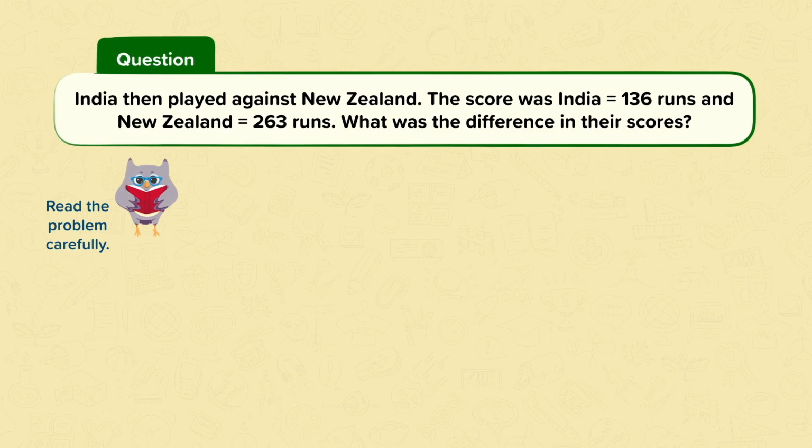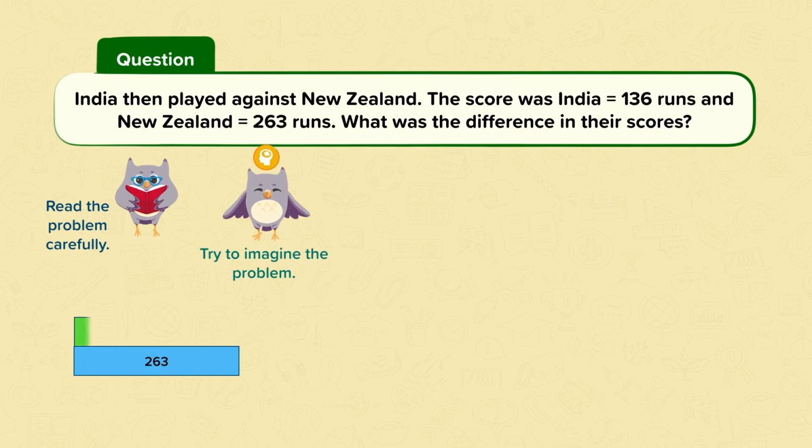India then played against New Zealand. The score was India equals 136 runs and New Zealand equals 263 runs. What was the difference in their scores? Next, we try to imagine the problem. India has 136 runs and New Zealand 263 runs.